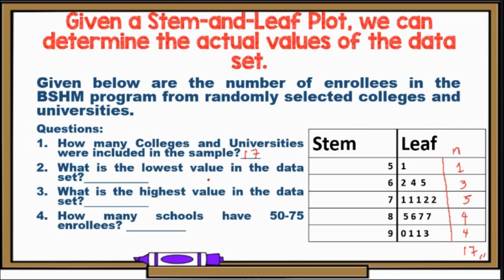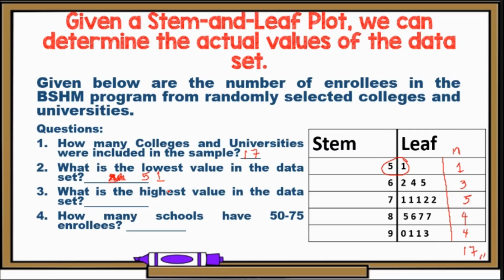Now, what is the lowest value in the dataset? When it comes to stem and leaf plot, napakadali lang mag-locate ng lowest value. Kasi titignan mo lang yung unang stem at saka unang leaf. Yun na yung lowest value of your dataset. Kasi nga, di ba, nakalagay sa instruction natin earlier that when you are constructing that stem and leaf plot for a given dataset, ulitin natin siya.